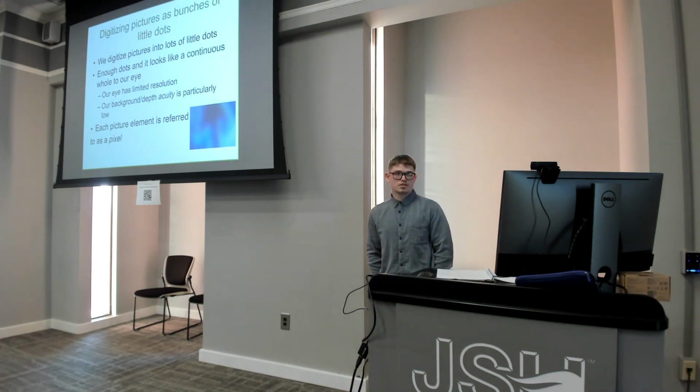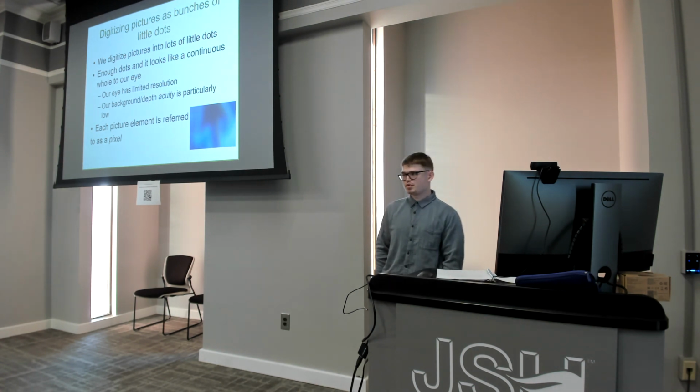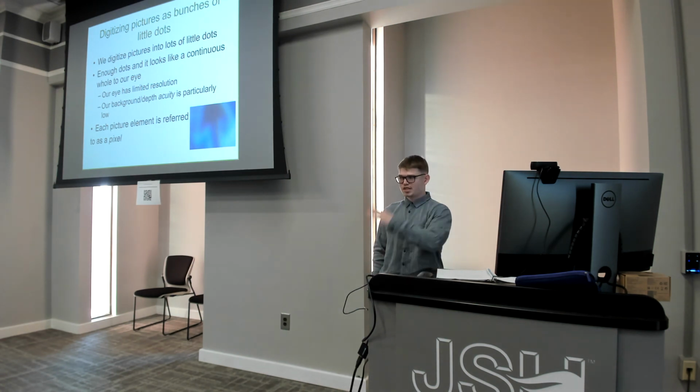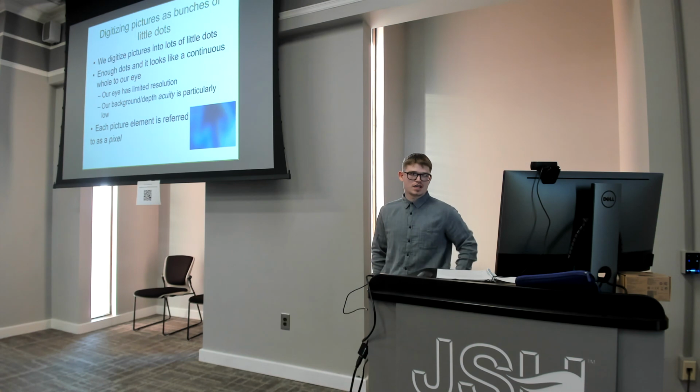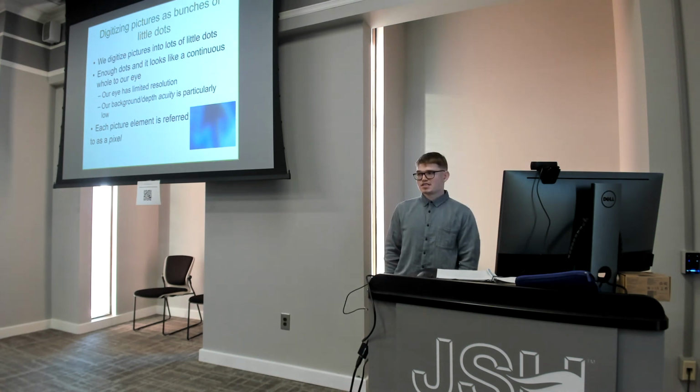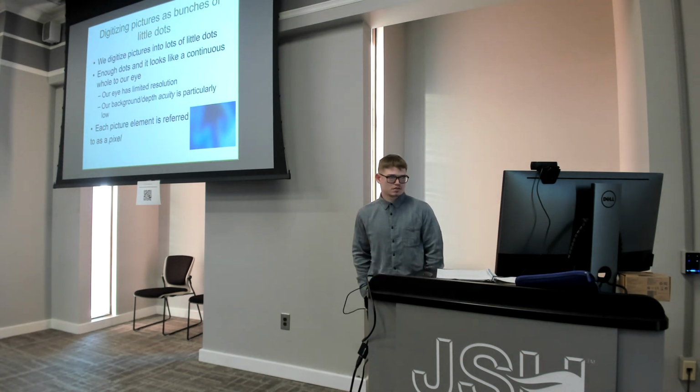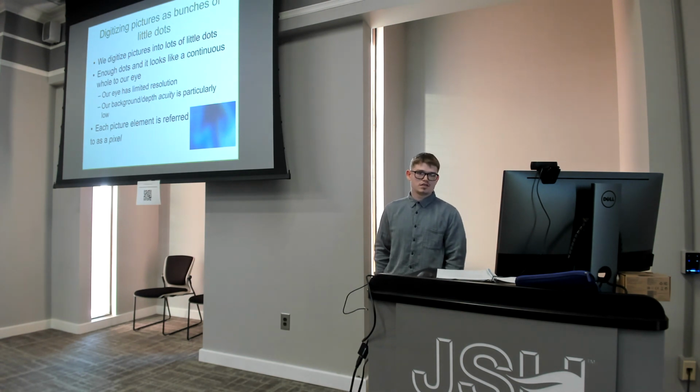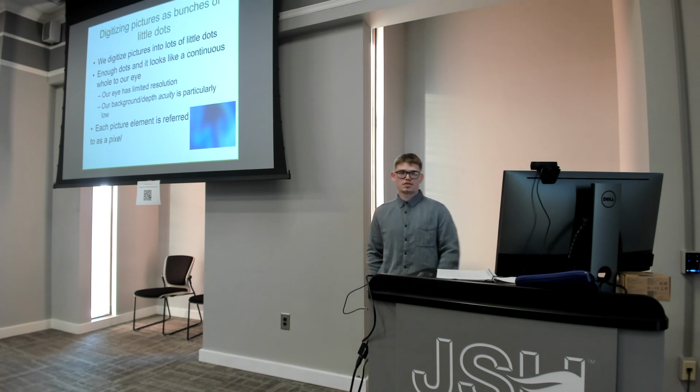So digitizing pictures is pretty much turning them into bunches of little dots. The little dots are called pixels, and they are really tiny dots on the screen that just flow together so that our naked eye will be able to perceive it as a flow of colors and a flow of an image. Enough dots will make it look like a full picture rather than you seeing the tiny little dots. And our eye has a limited resolution. Our background depth acuity is particularly low. Each picture element is referred to as a pixel, as I stated.